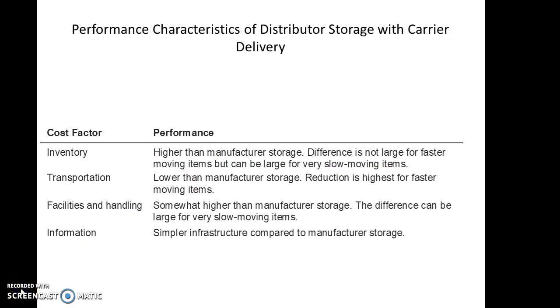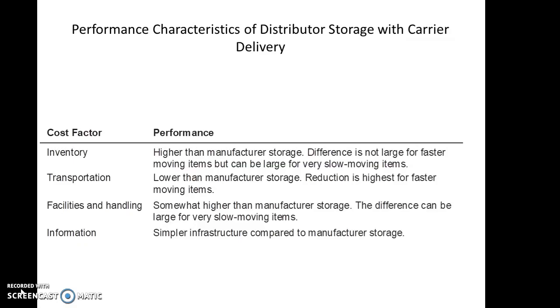The next cost factor is transportation. It is lower than manufacturer storage. The reduction is highest for fast moving items, because the fast moving items can be moved in bulk from the manufacturer or factories to the distributor or retailer warehouse.